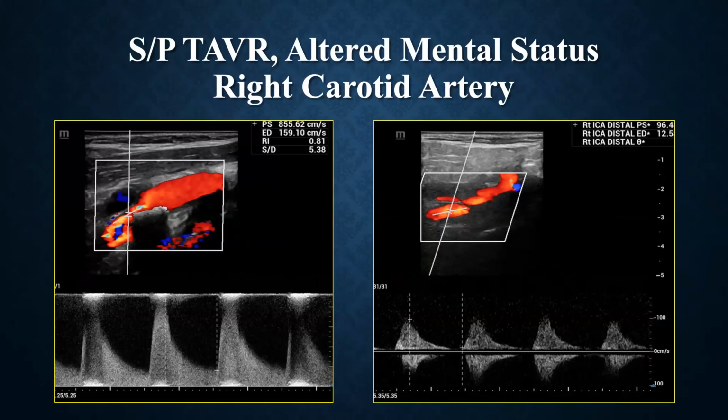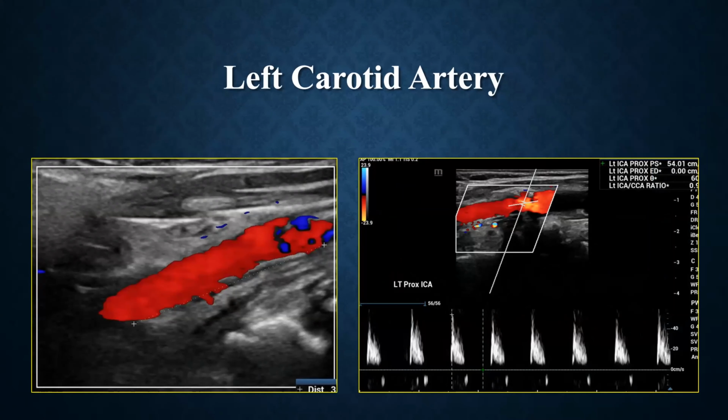Patient comes back after the TAVR. A couple of days later, altered mental status, right? Looking at doing a repeat study, we're looking at the right side. Again, the stenosis is still there, and I'm showing you the tardus parvus waveforms downstream. Again, nothing changed on the right, but let's look at the left. The left is still wide open, right? The color display shows a nice homogeneous pattern, no evidence of narrowing, but look at the waveform.